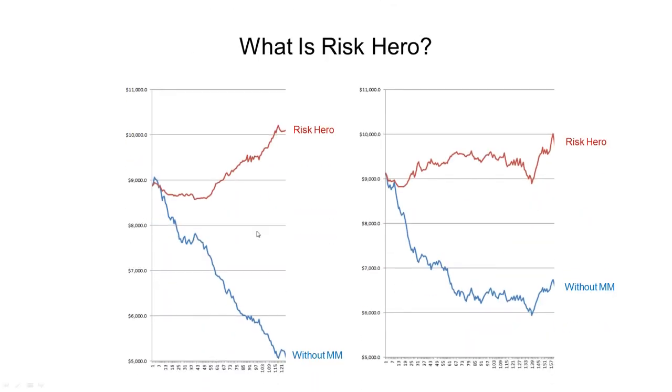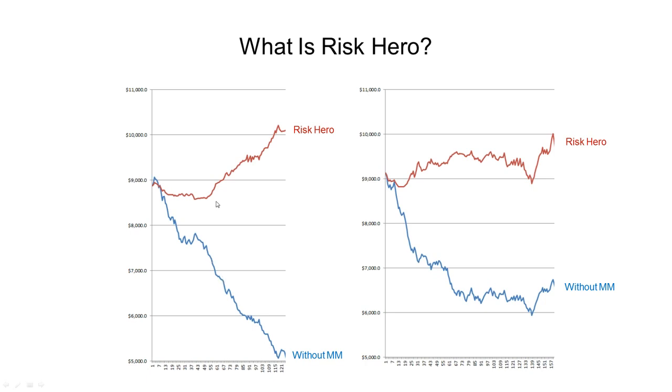What is Risk Hero? Well, here are two different track records with Risk Hero applied versus no money management applied. You can see clearly the red line is Risk Hero, and the blue line would be just your normal typical trading system. It might have some money management, but maybe not a very sophisticated one like Risk Hero. This first chart is an example of a losing system, just a terrible system.